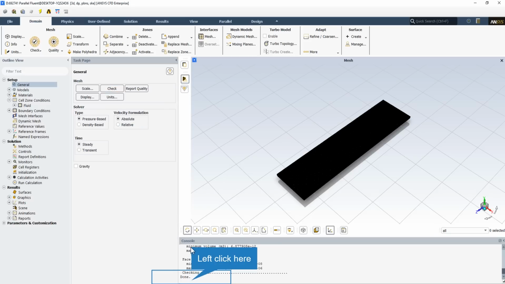Before setting up the Fluent software for the CFD simulation, we should check the mesh quality. So click on the check button and see if it's done or not. In this case, we can see that the mesh quality is alright because it's done.